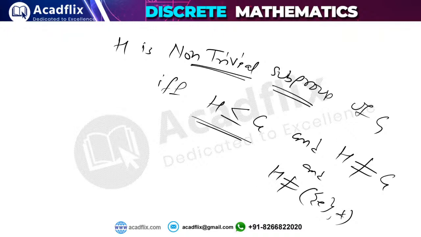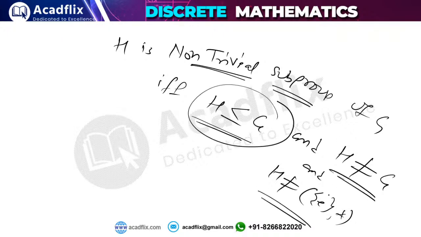Non-trivial subgroup means a subgroup which is not equal to G and not equal to the trivial group, because G is a trivial subgroup and the trivial group is also a trivial subgroup. So that's the definition of trivial subgroup, that's the definition of non-trivial subgroup, and that's the definition of proper subgroup. Proper subgroup means any subgroup except G itself.